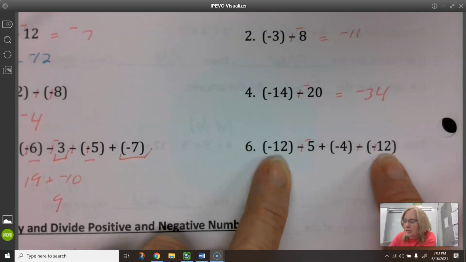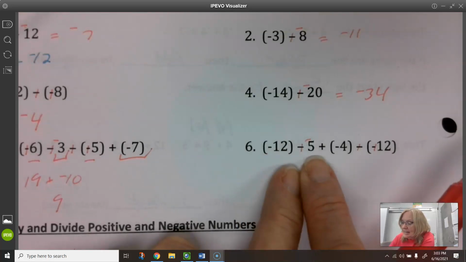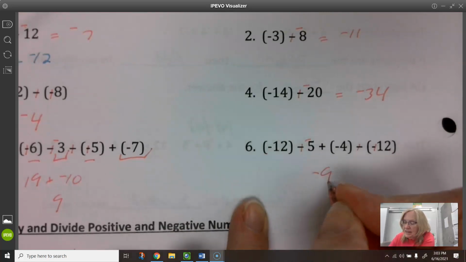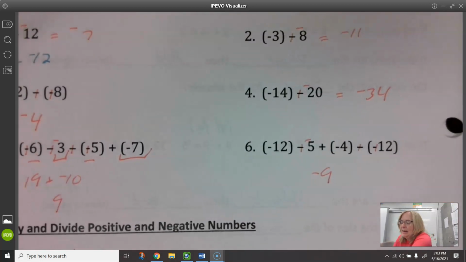Subtraction, not so much. So if it's addition, I can. And look at this, negative 12 and positive 12. See how they cancel each other out? So then I just take negative 5 and negative 4, and I get a negative 9. Bam.